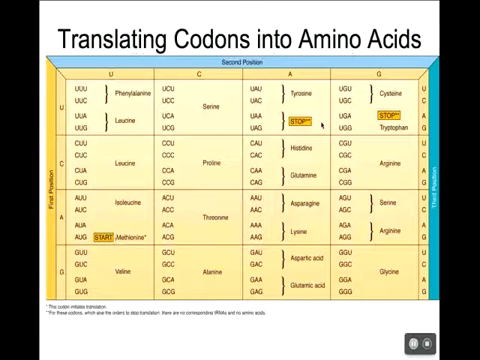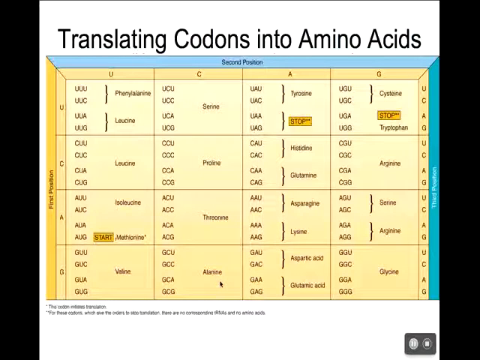For example, if you have GCU, you're going to get the amino acid alanine. But if you have GCC, you're going to get the amino acid alanine. And if you have GCA or GCG, you're going to get the amino acid alanine. That's because of this redundancy. Multiple codons encode the same amino acid.